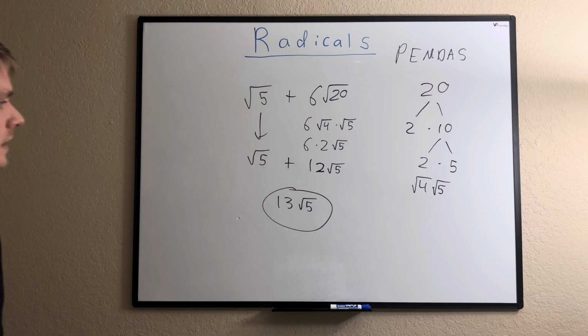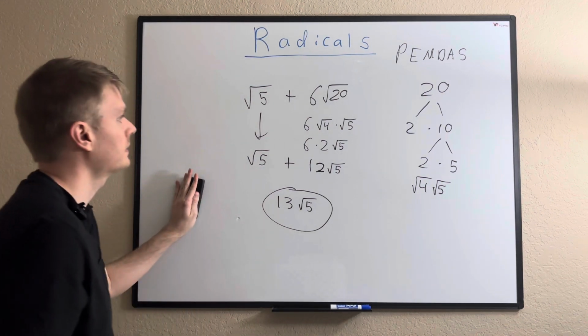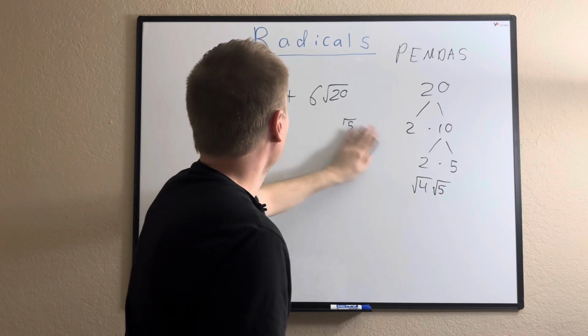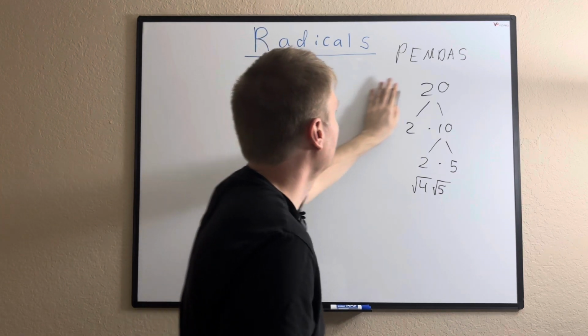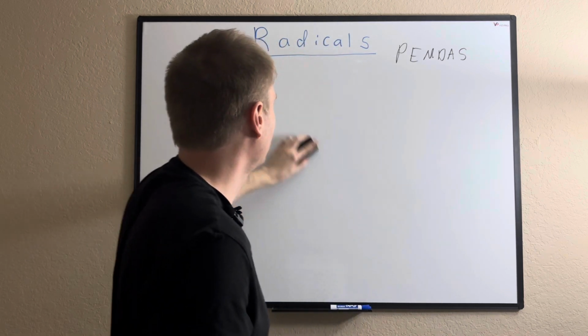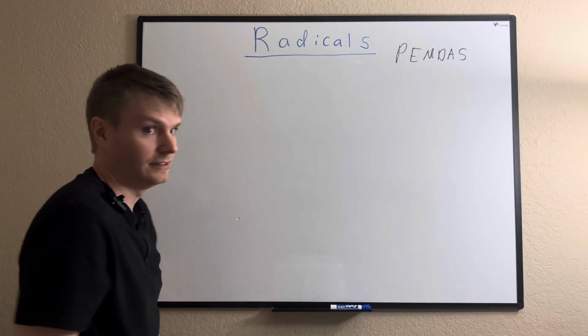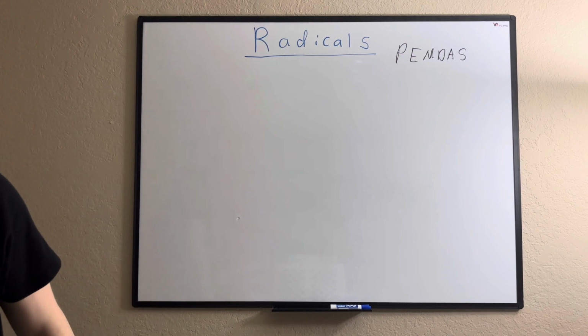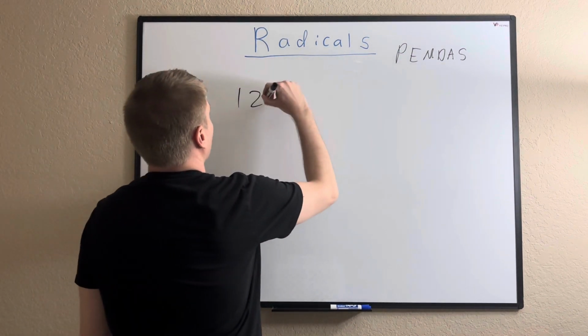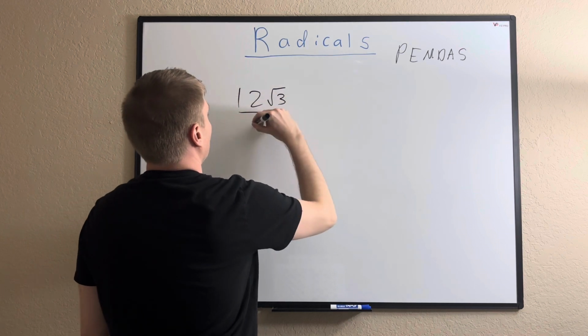Now, the next lesson is going to be rationalizing denominators. Now, what does that mean? Rationalizing denominators, a couple of big words. Well, let's look at this one. 12 radical 3 over radical 2.